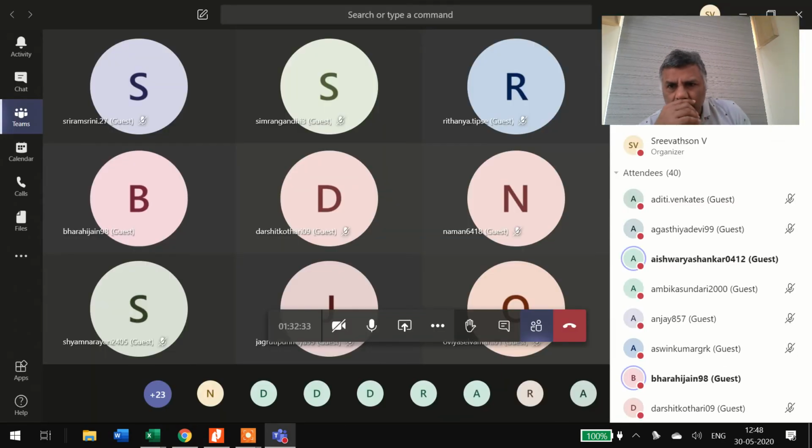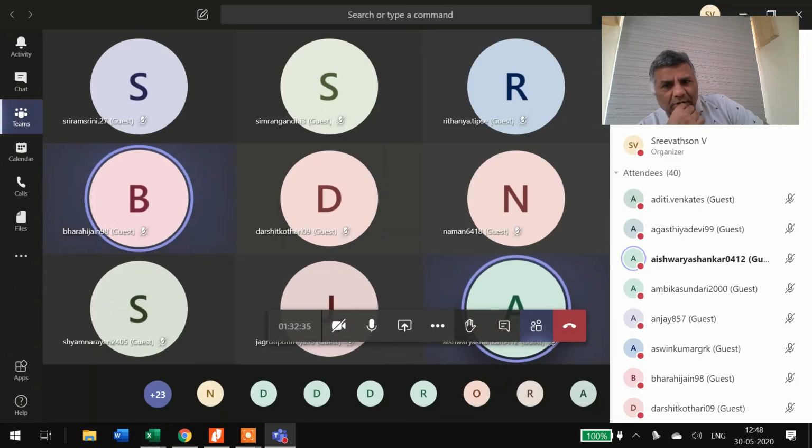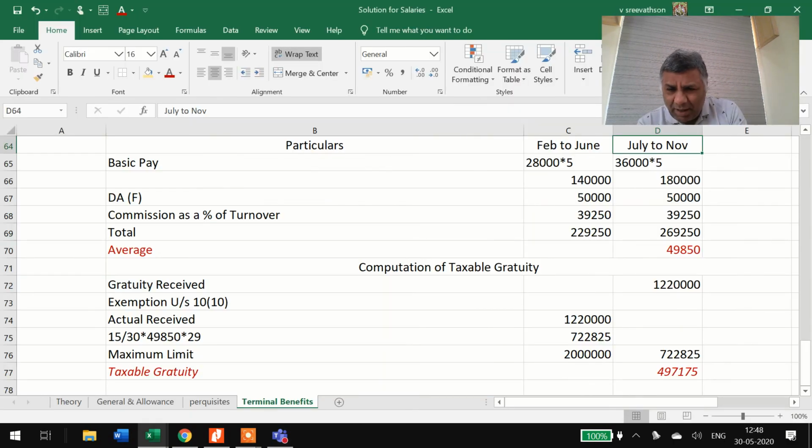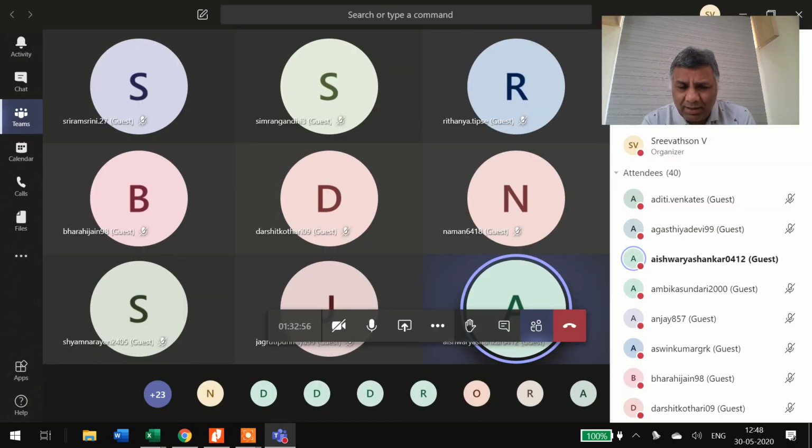49,175. Just 49,175. Aishwarya? Taxable is 49,175. Average salary got it as 49,850. You did not subtract correctly. Okay. 4,97,175.